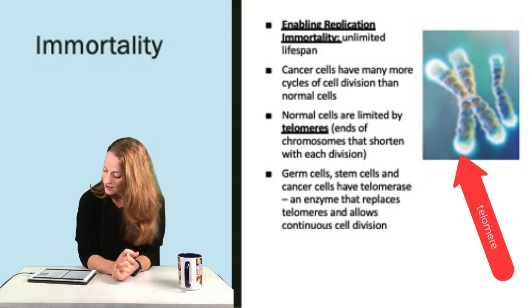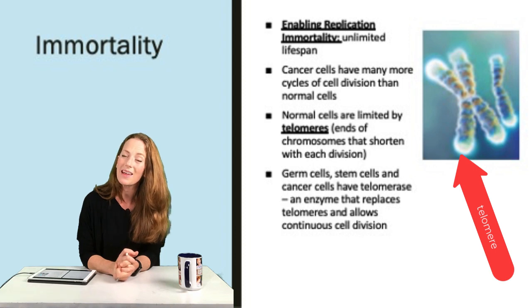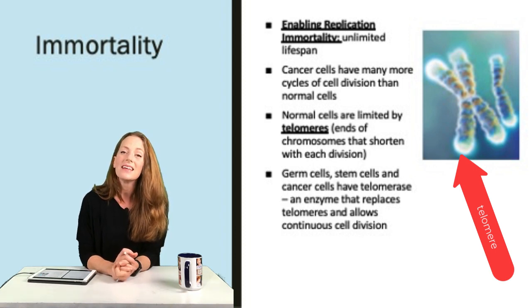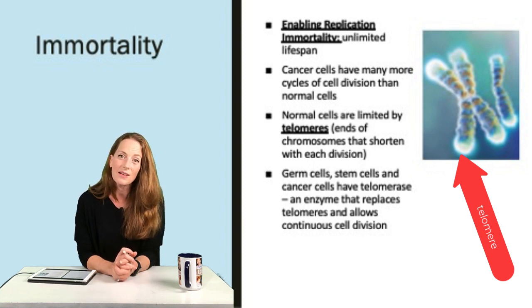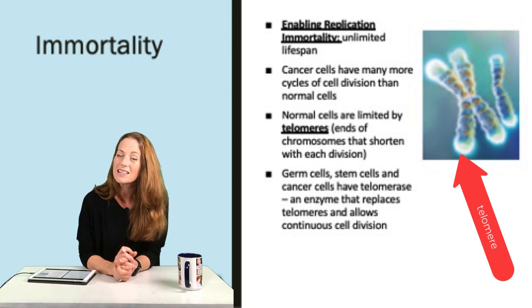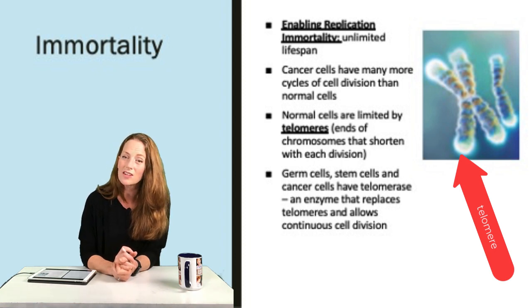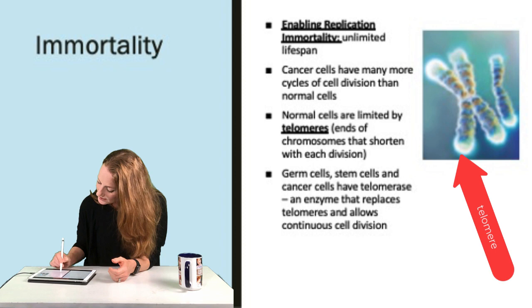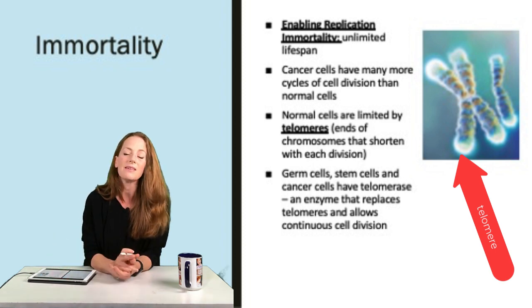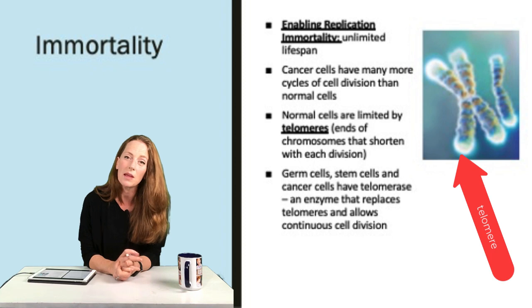Germ cells, stem cells, have an enzyme called telomerase, and in cancer cells, this enzyme is also often present, creating cells that no longer have shortened telomeres after each cycle of cell division. And this makes them essentially immortal. Their lifespan is not limited by the number of cell divisions, so they can continue dividing on and on and on without shortening their telomeres. Replacing the telomeres then allows that continuous cell division, and these cells can be immortal.